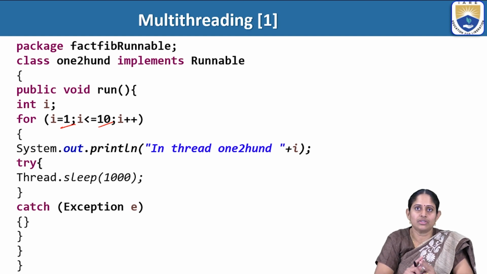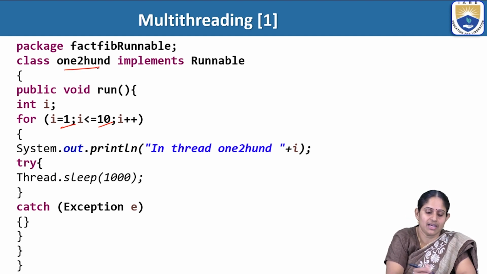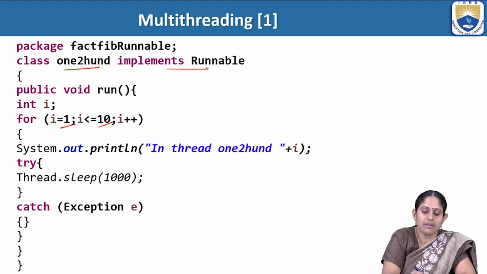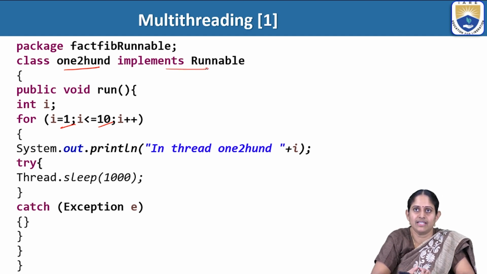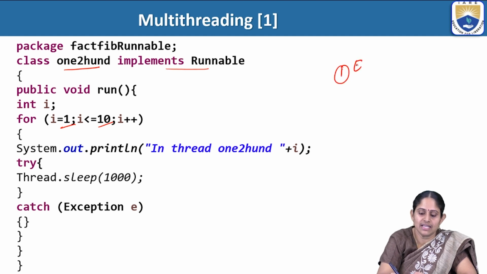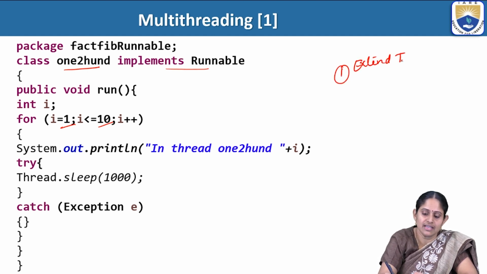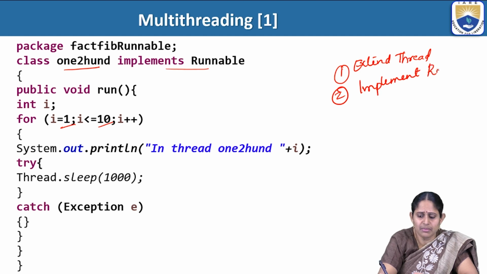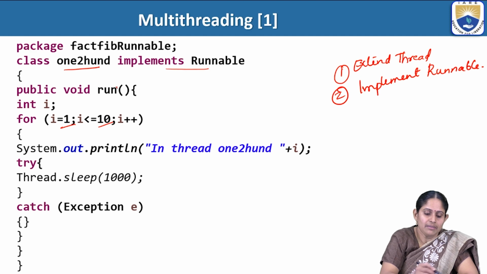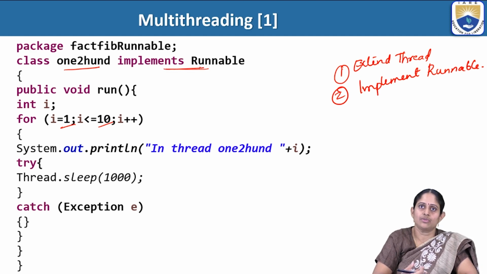So here we need two threads. One thread is named 1 to 100, which is implementing the runnable interface. As we have seen, multiple threads can be created in two ways. One is by extending the thread class, and the second way is to implement the runnable interface. In my example, I'm making use of the runnable interface. So my thread has to implement the runnable interface.